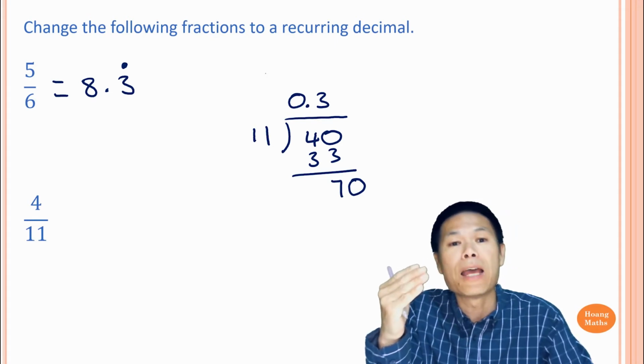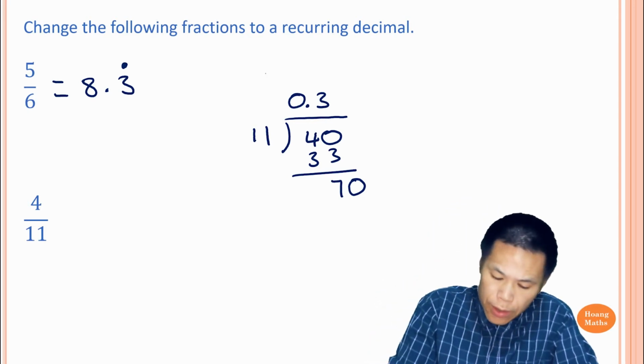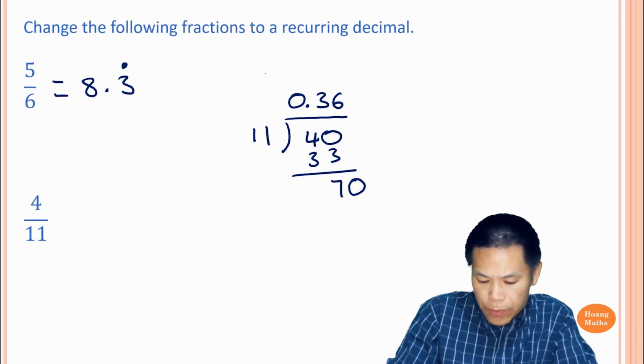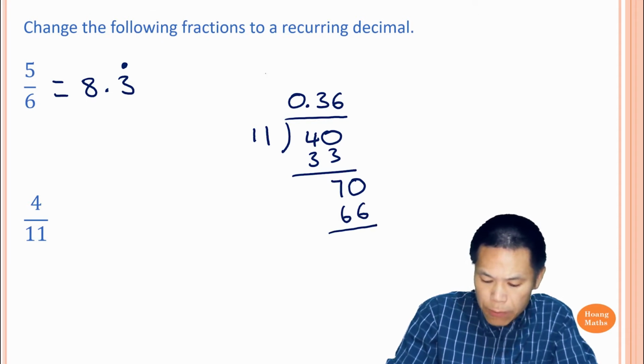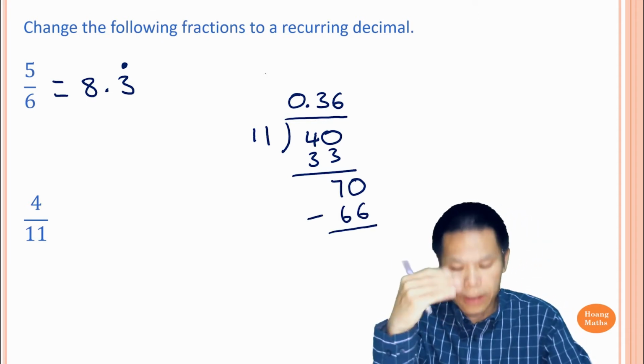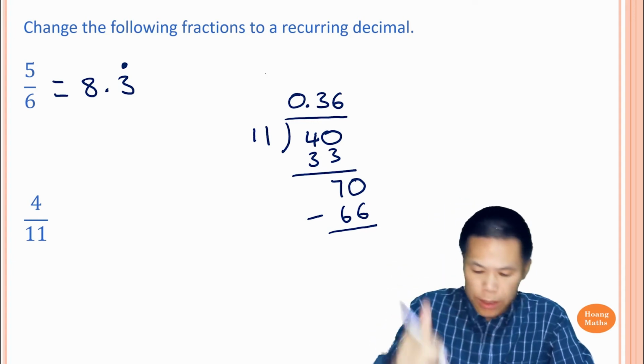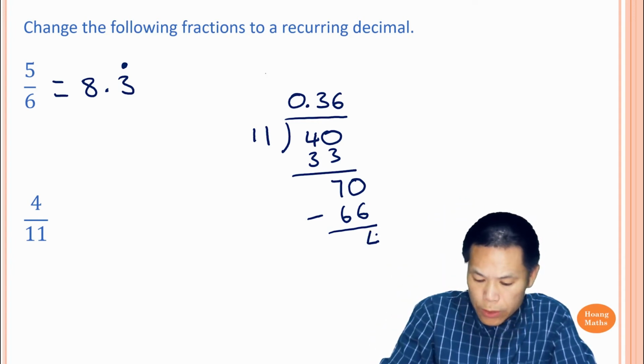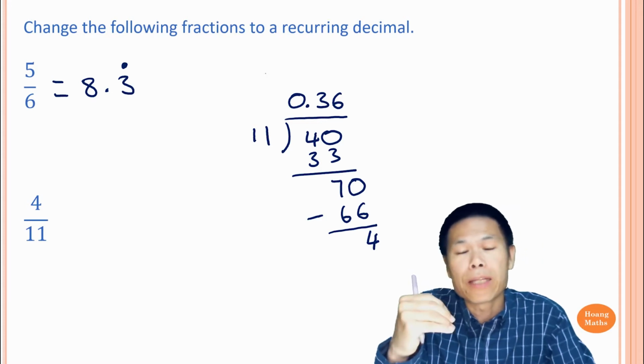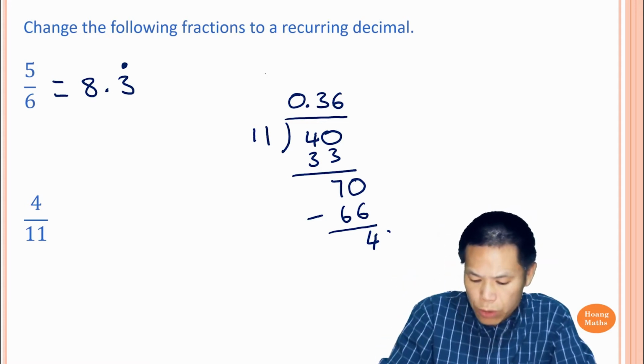Because 6 times 11 is 66. So we write 6 down, and we go 6 times 11 is 66, and we just minus it. So 70 minus 66 is 4. We write this 4 down. And again, 11 cannot go into 4, so we put a 0 down.